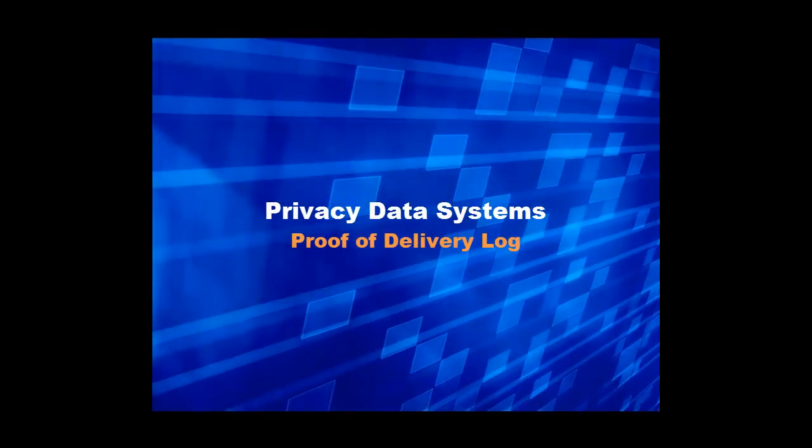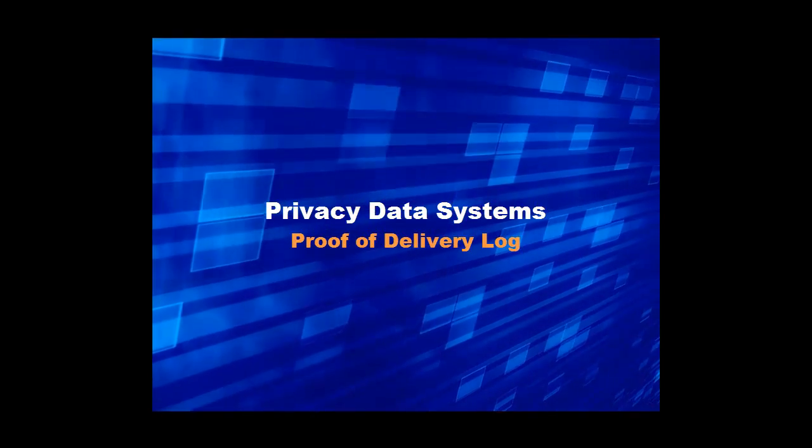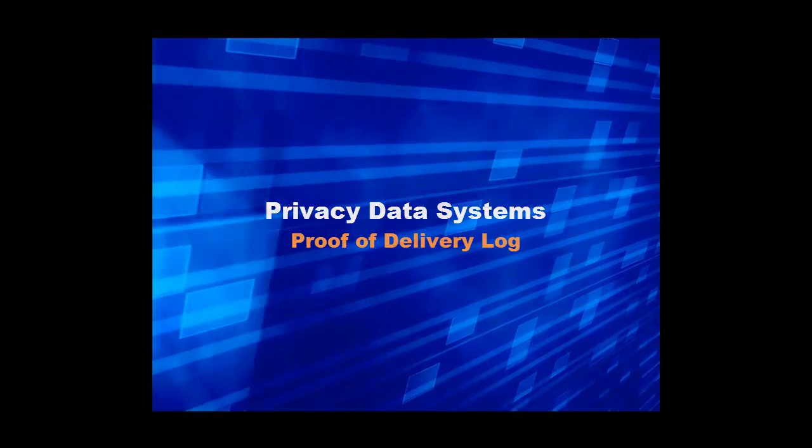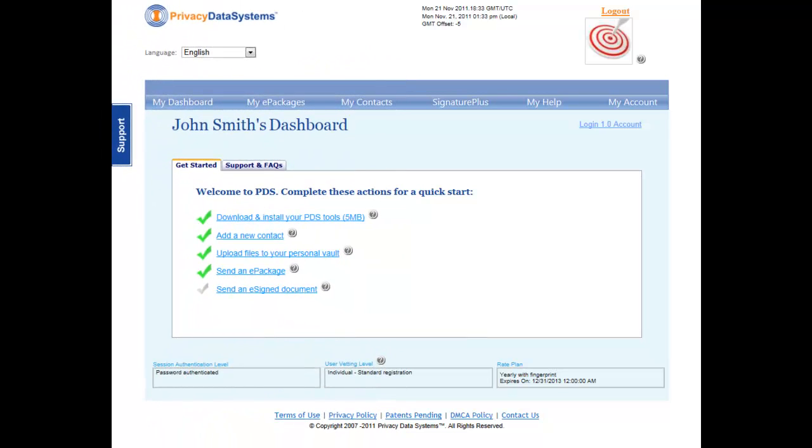Hello and welcome to the How to View Your Proof of Delivery Log portion of the Privacy Data Systems video library. The Proof of Delivery Log gives you certainty that your secure message was received. We refer to a secure message as an e-package. With the Proof of Delivery Log, you can track status and verification of delivery for all e-packages that you send.